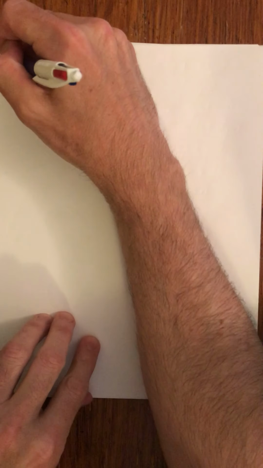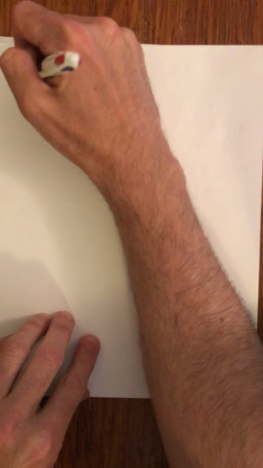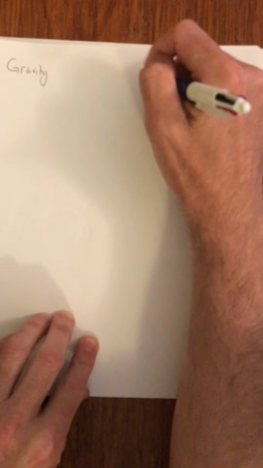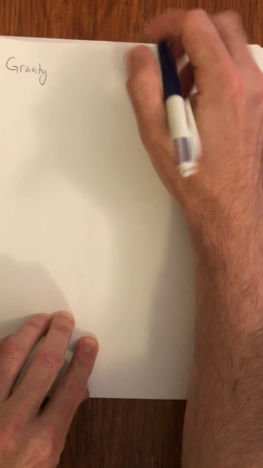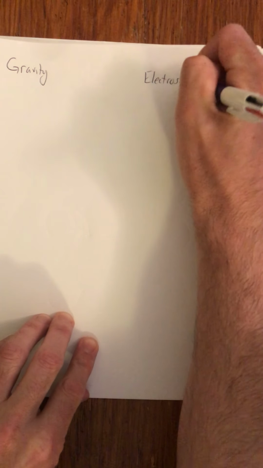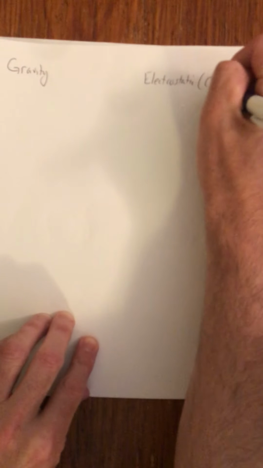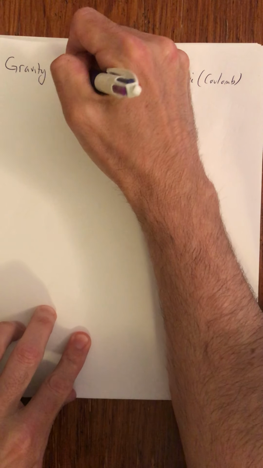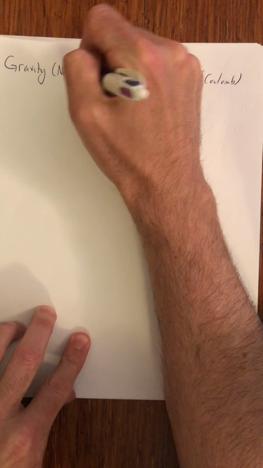All right, hopefully you have figured out ways in which they are the same and ways in which they are different. So gravity and the electrostatic force, sometimes called the Coulomb force after Coulomb's law. Remember, gravity, whose law is that? That is Newton's law of universal gravitation.